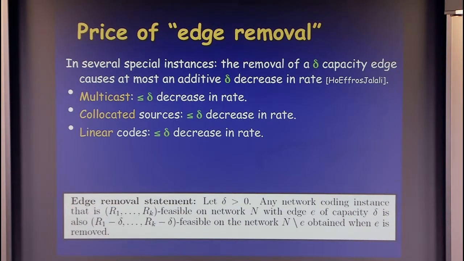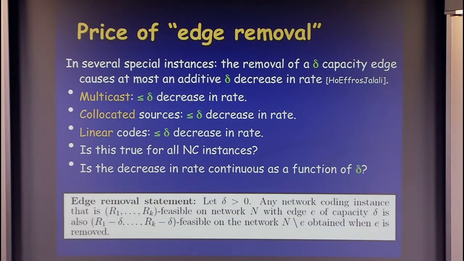And if your network has coding functions which are linear coding functions, then in that case you can also prove that removing a delta capacity edge just allows you a loss of delta. And the question again is, is this true for any network coding instance?